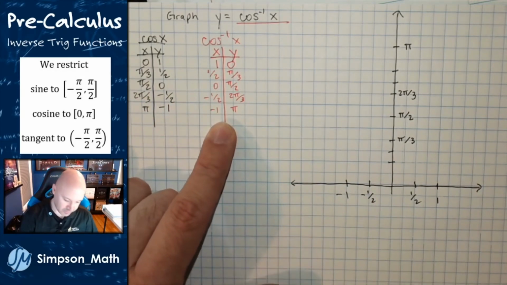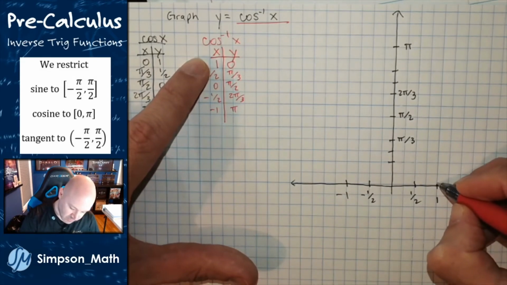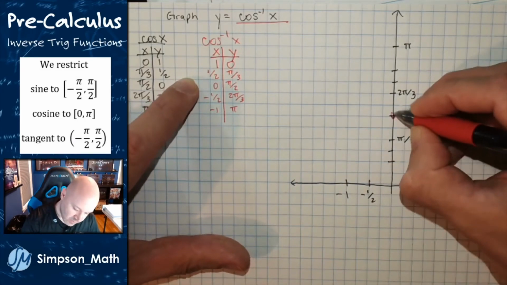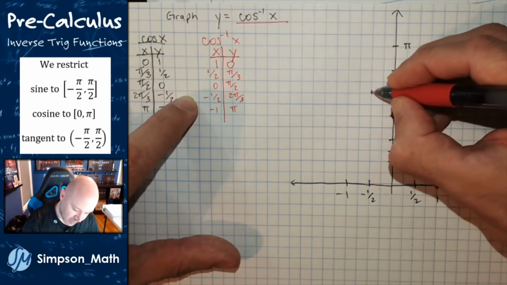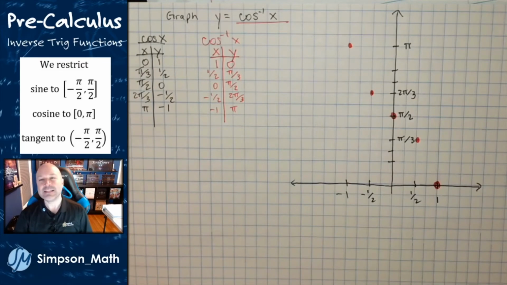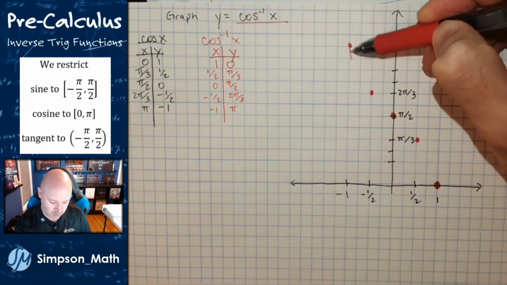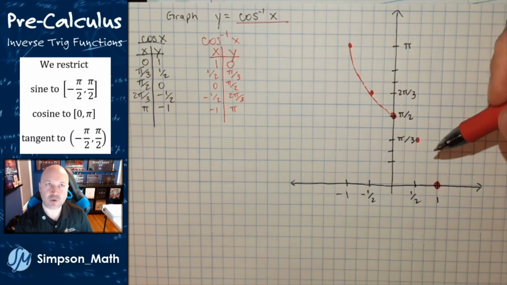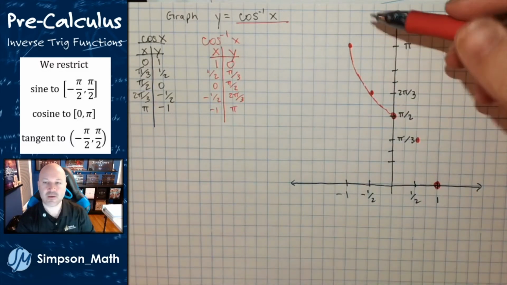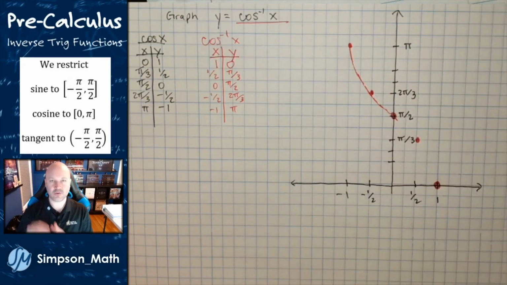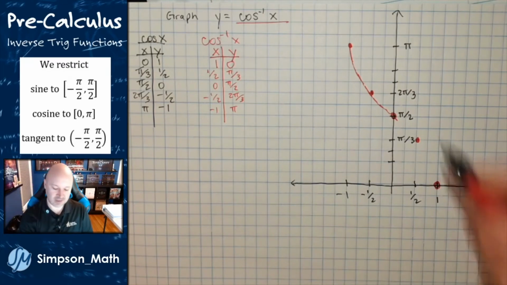I'm just going to plug in some points. 1 is 0. 1/2 is pi thirds. 0 is pi halves. Negative 1/2 is 2 pi thirds. And negative 1 is pi. It should have a similar curve to it, where the sine wave and cosine wave were waves. The inverse sine and inverse cosine are almost like you see the DNA strands vertically. That's kind of what I picture.